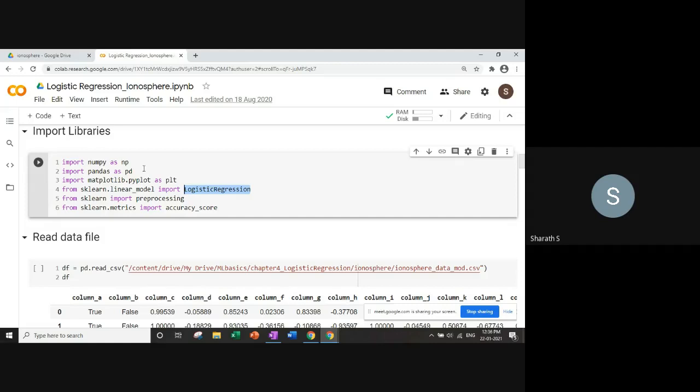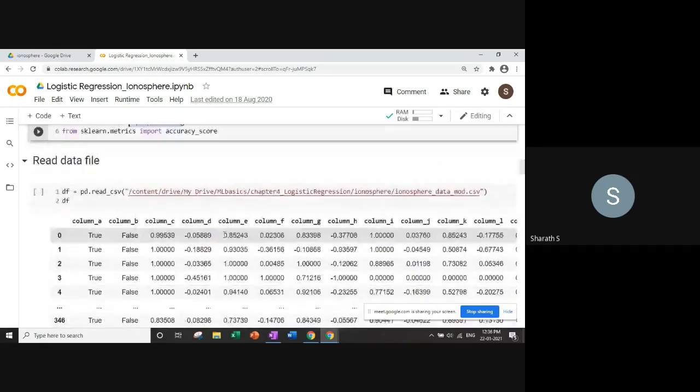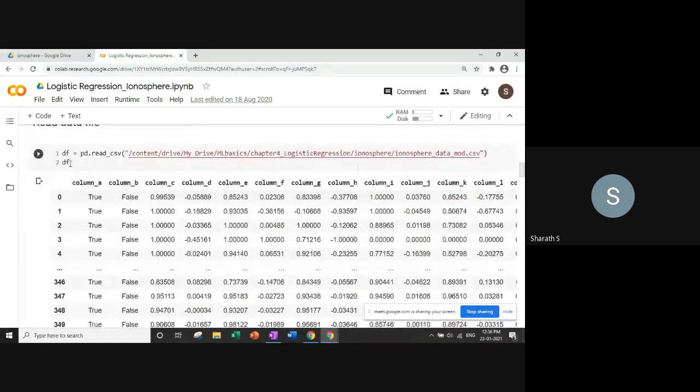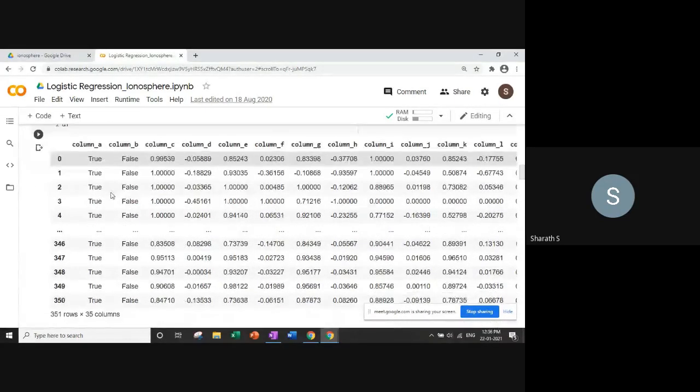And in the metrics, yesterday we got MSE, mean square error, and mean absolute error. So here from the metrics class, we will import accuracy score for our metrics. The pre-processing and other things remain the same. And once we read the data, we can display the data frame.